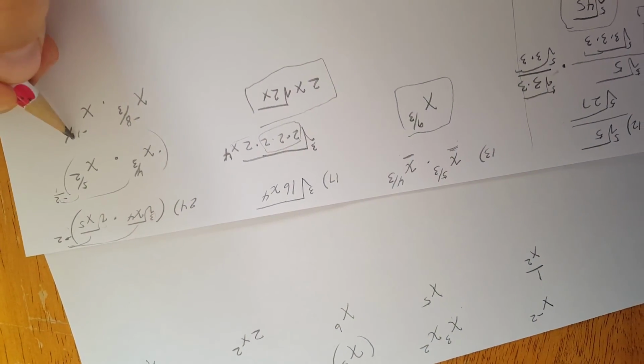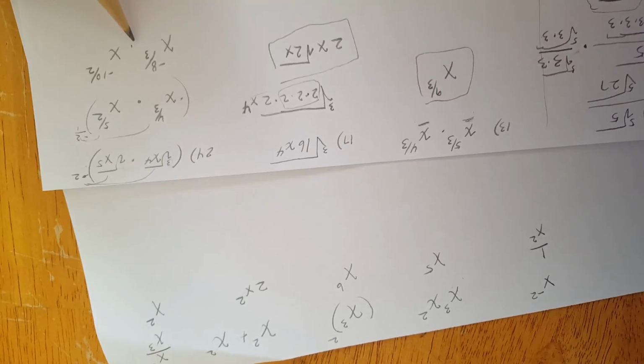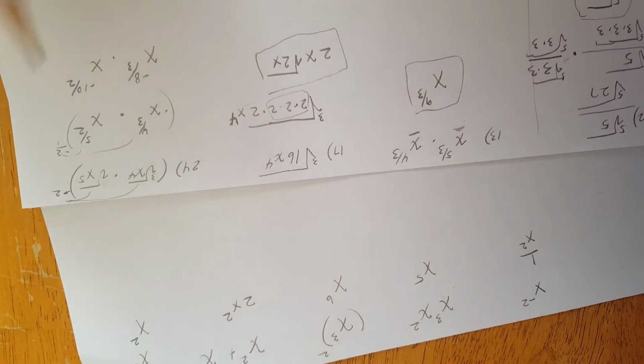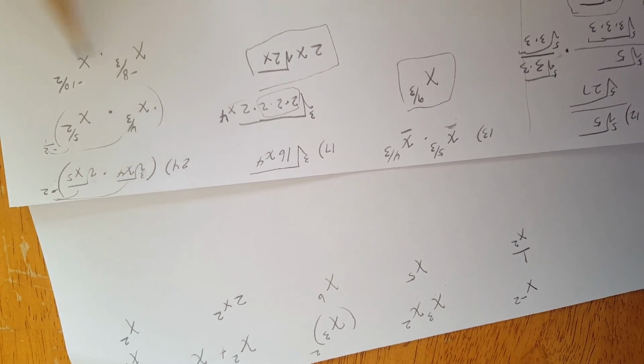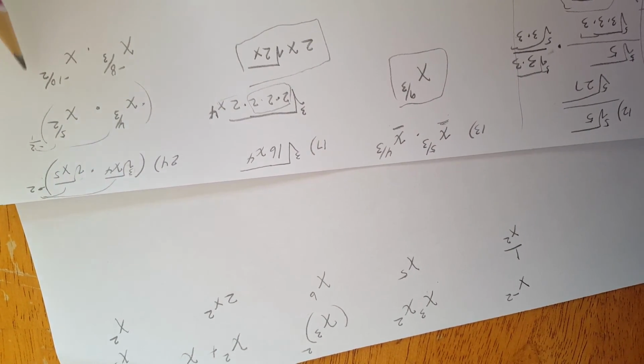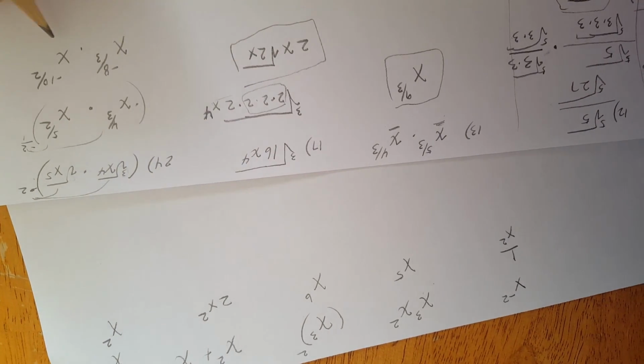Okay, now we have this rule, which is this rule. We want to add them. We have like bases, so we can add these. We just need a common denominator. What's the common denominator? 6.